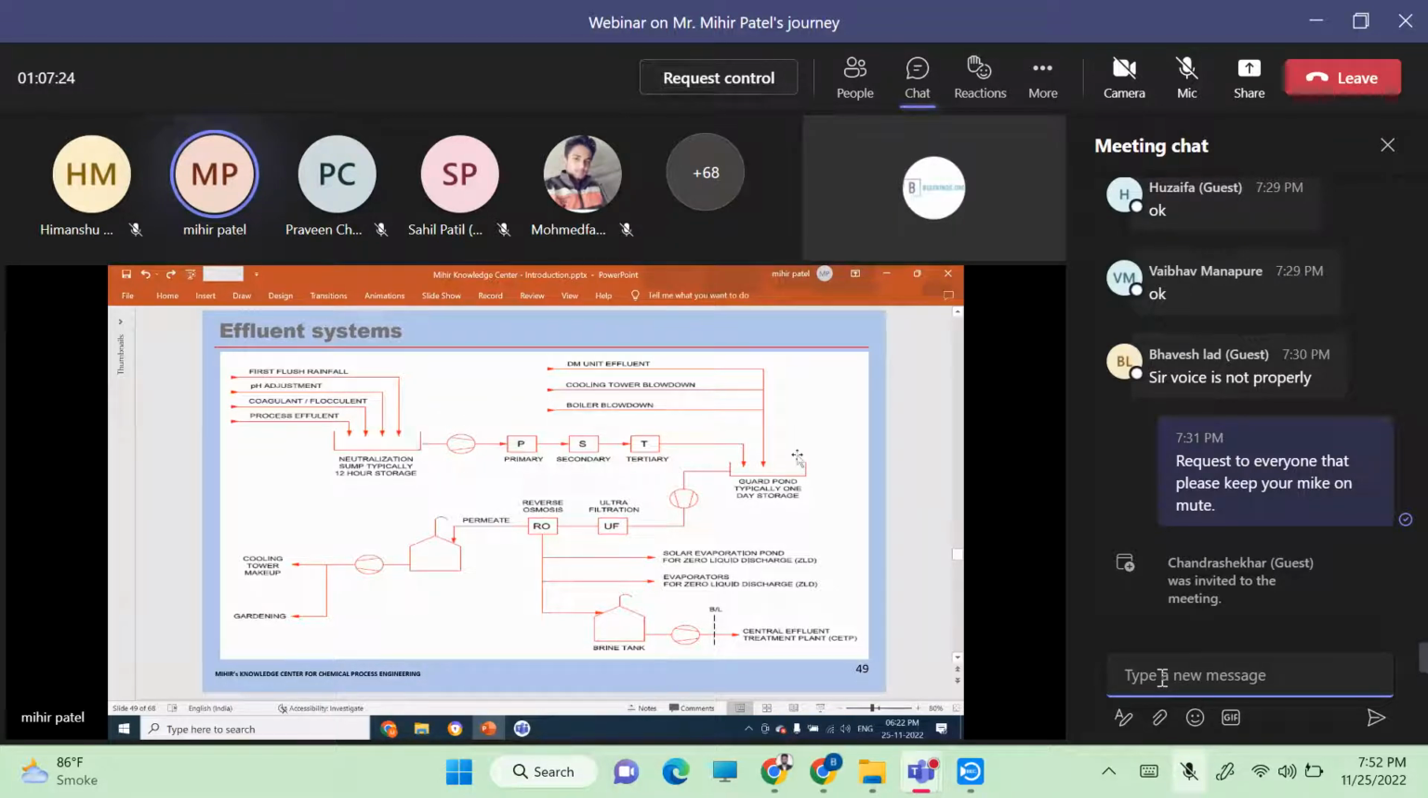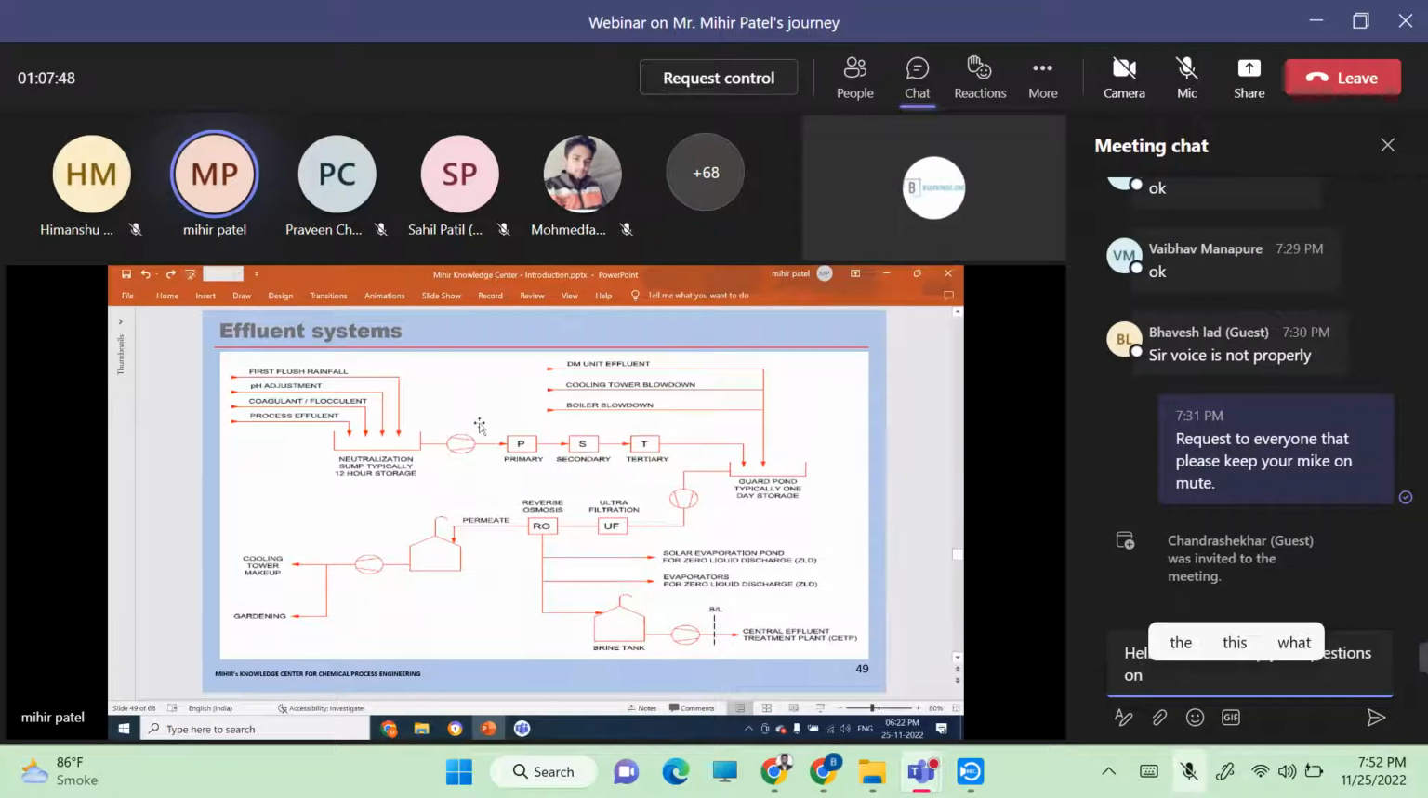So this is the typical ETP configuration here. Primary treatment is clarification, flocculation, etc. Secondary is biological treatment, where bacteria is cultivated, which eats away all the effluents. And tertiary is activated carbon filter for final polishing. Now, one important thing is, see here, there are certain effluents which are clean effluents, which need not go through this system basically, okay?